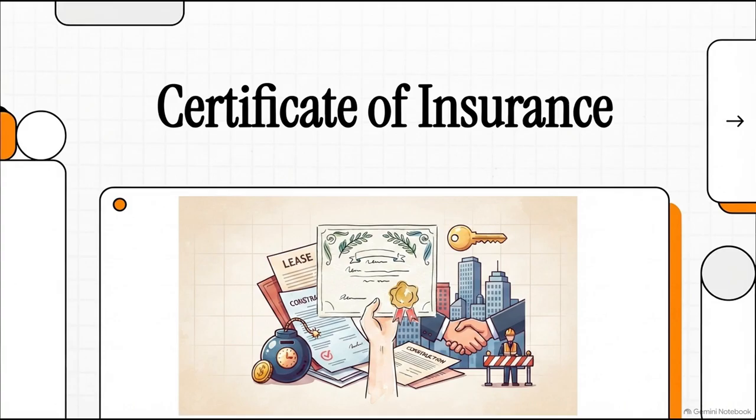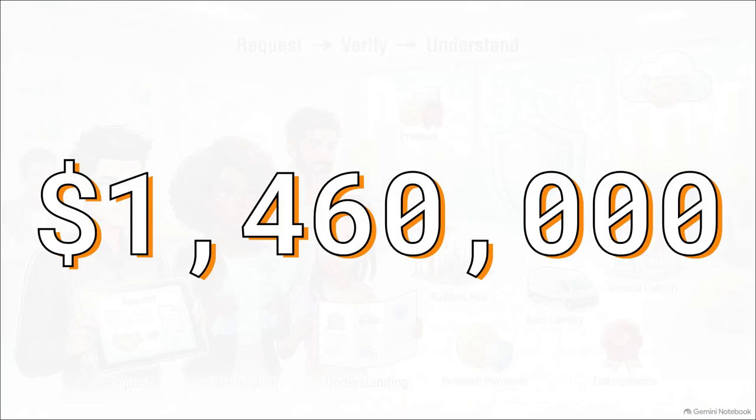Look, whether you're trying to land a massive new client, sign a commercial lease, or just step foot onto a construction site, this document is your literal ticket to entry. The stakes here are immense, and getting this wrong, it's not just an administrative headache, it's a financial time bomb. Over $1.4 million. According to the data, that is the average cost of a single fatal workplace injury.